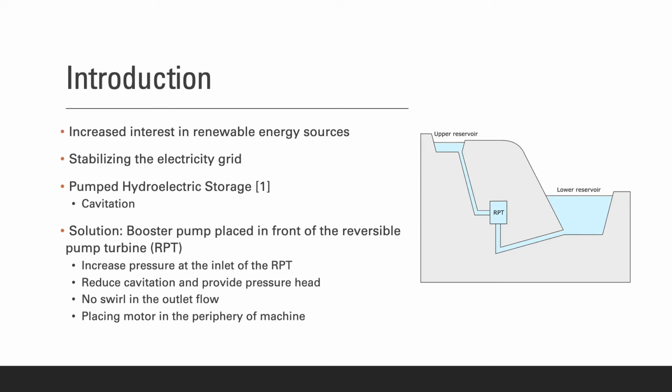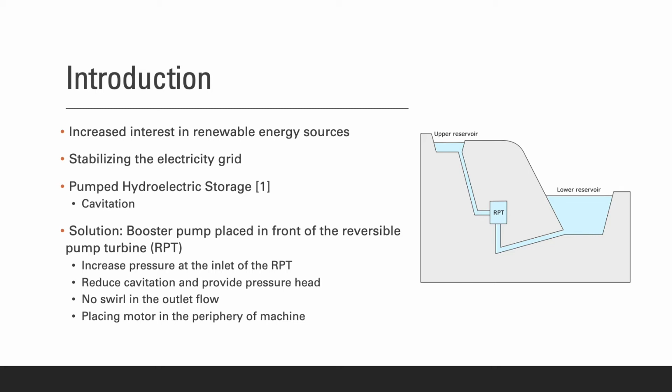The biggest problem with this method of using PHS is cavitation, because when the RPT is located in the old turbine location, it will not be submerged enough when the reversible pump turbine is in pumping mode. This means that the static pressure is lower than the vapor pressure and causes bubbles, which can be fatal to the operation.